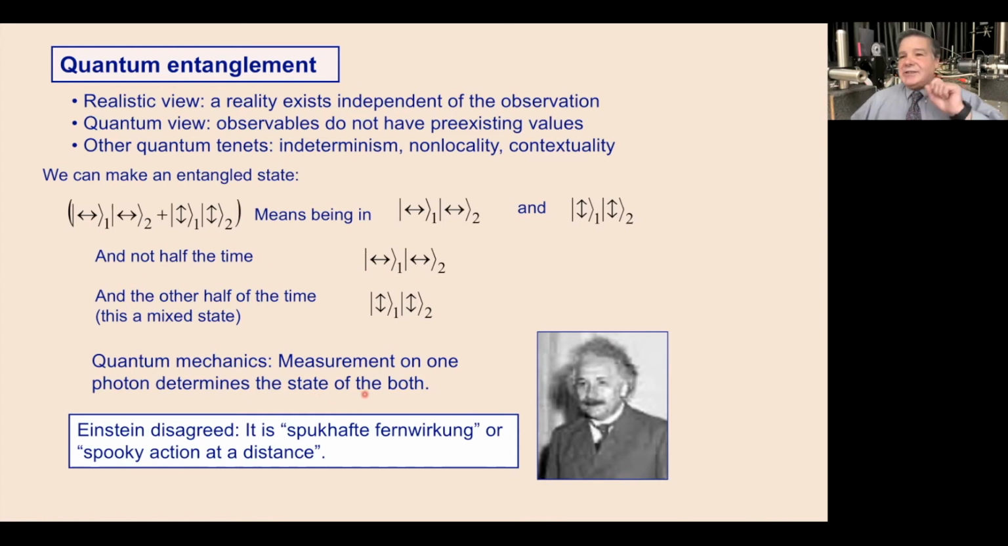And it is not equivalent to communicating instantly. Although this projection should happen instantly, it is not the same as sending information faster than the speed of light. But Einstein really disliked this, and he called it Spukhafte Fernwirkung. That's my awful German. Spooky action at a distance is a translation.